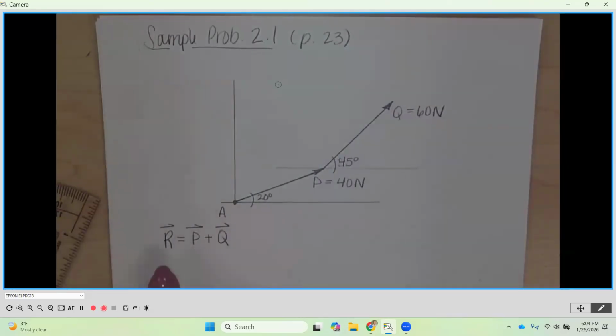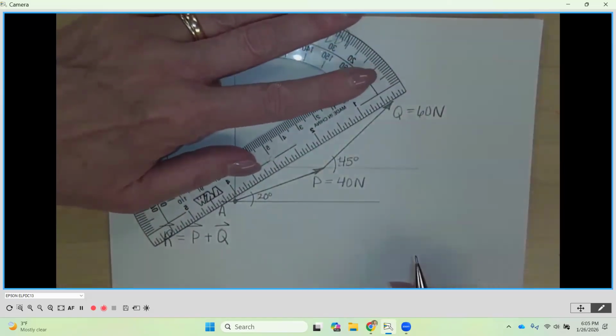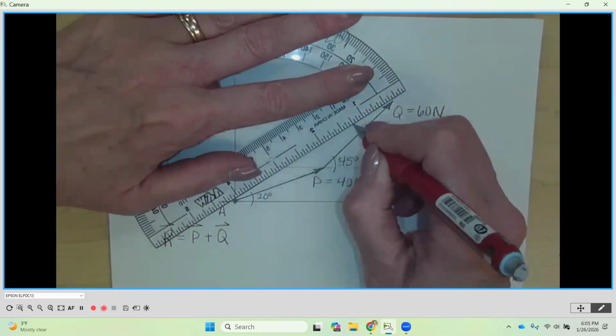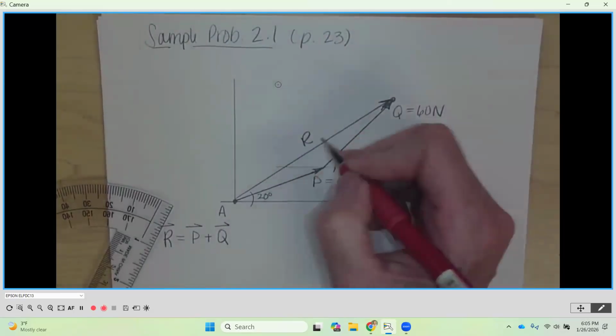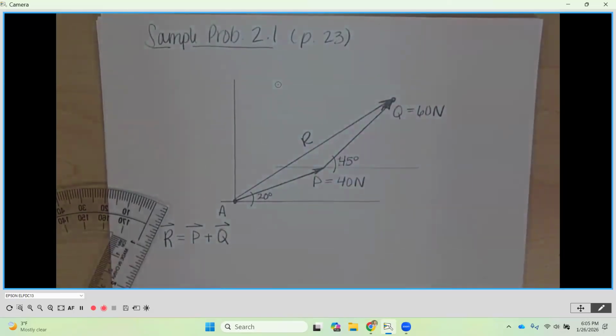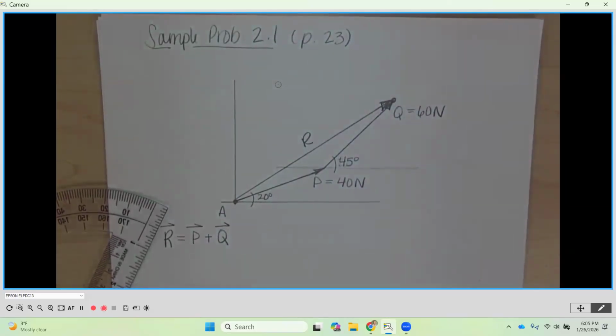Now, I have P represented, I have Q represented. P plus Q, okay? My resultant is going to start back at the origin. Its tail is going to start at the origin, and its tip is going to go to the tip of the last vector, which is Q. So out here is going to be my resultant. Okay. Notice that my tip is going to the tip of Q, the last vector. Right. Okay. Questions?